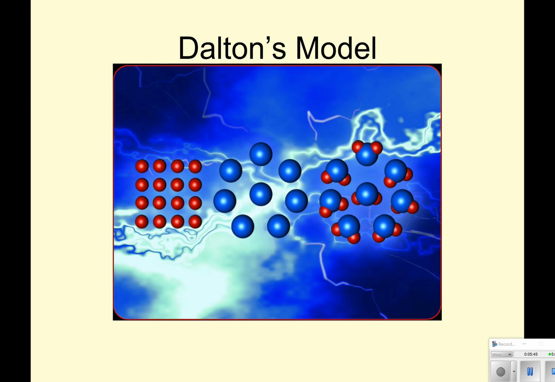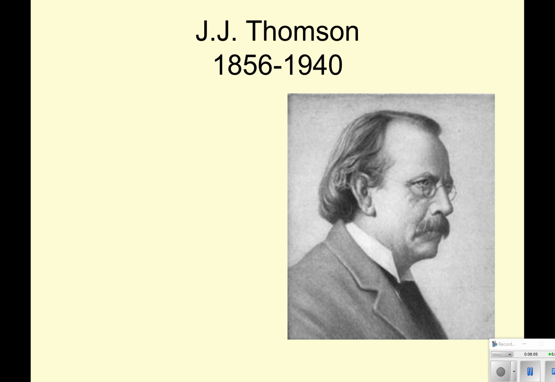Now Dalton's model was pretty similar to that of Democritus. These small indivisible spheres where we can have different kinds and they can be put together in certain ratios to form compounds. So they can exist by themselves, they can exist combined with each other in definite proportions.